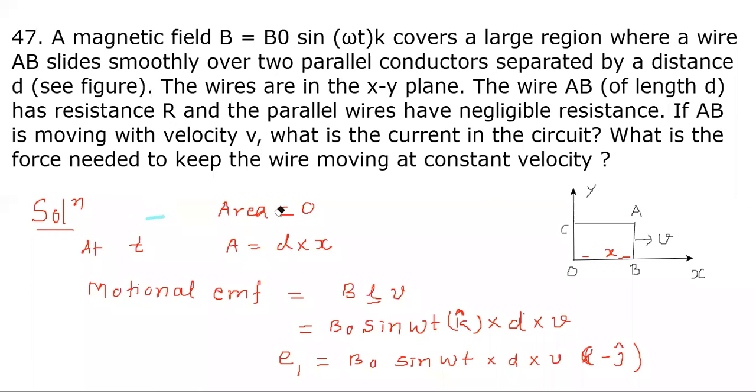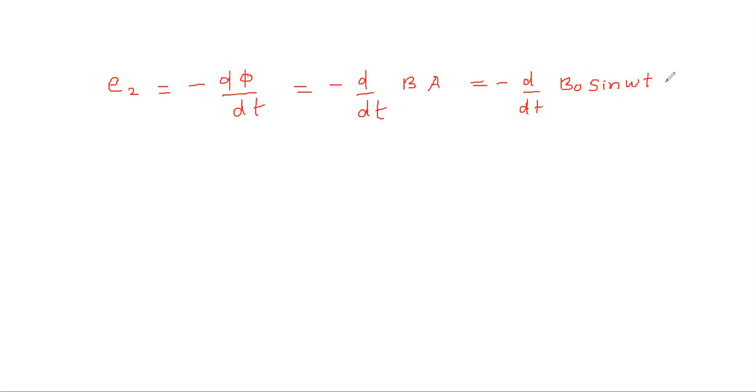Suppose this is E2. So E2 will be minus d phi by dt, so minus d upon dt of B dot A. That will be equal to minus d upon dt of B0 sin omega t into area, which is D multiplied by x. We differentiate it, so we get minus B0 omega cos omega t multiplied by D multiplied by x. So we have got E2 also, which is also negative.